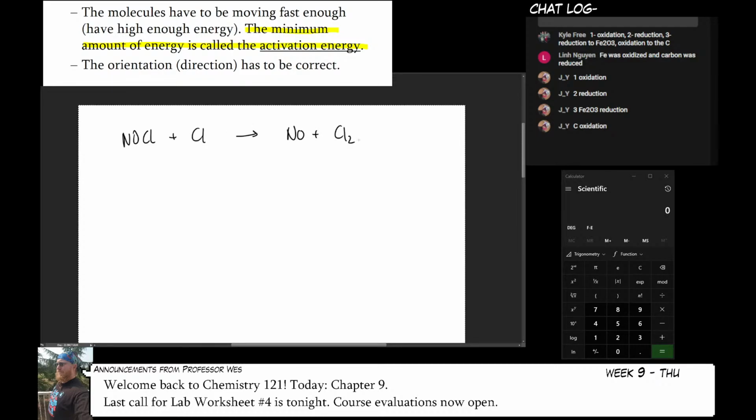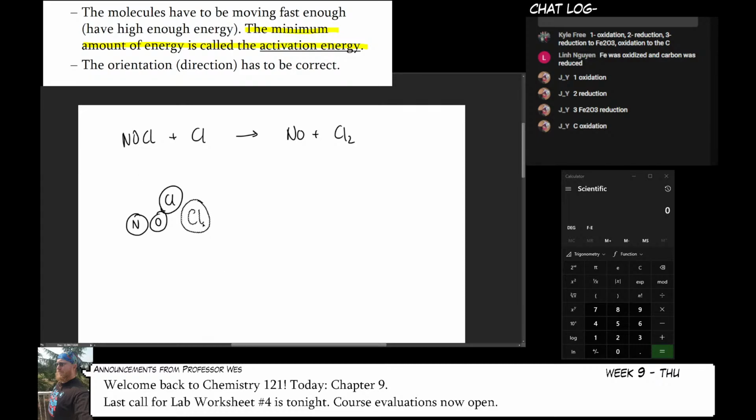There we go. This is a common reaction that people use for this. So we'll go NO Cl. And then I have a Cl molecule. Actually, we'll do this one in red. Or actually, no, we won't. But what I'm going to do is I'm going to do this.